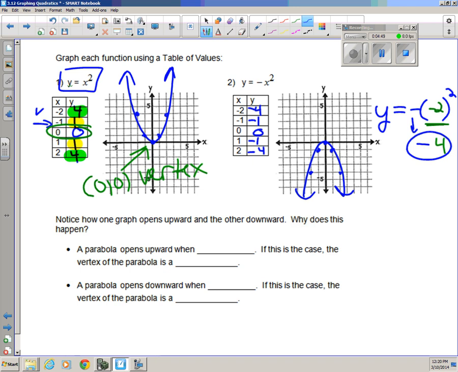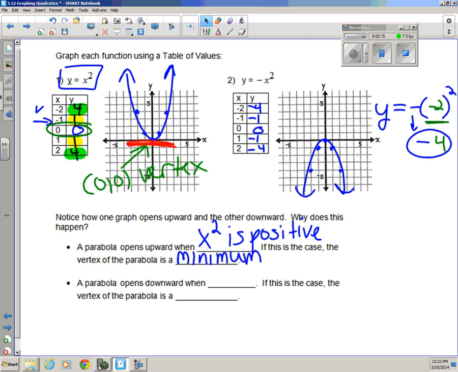Okay, and hopefully you said, well, the negative must be what's making it open down. So a parabola opens upward when x squared is positive. Okay, if this is the case, the vertex of the parabola is called a minimum value, right? Because if I take a look here, this is the lowest point on my graph, that vertex.